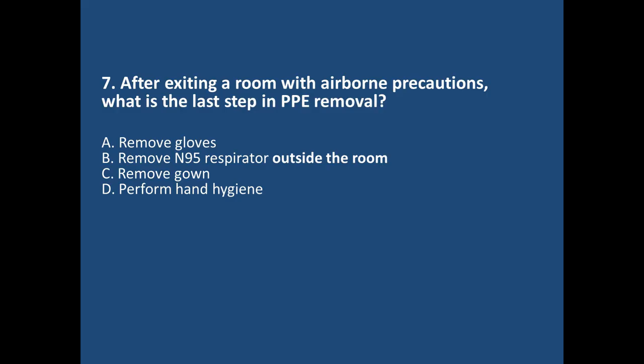Question number 7. After exiting a room with airborne precautions, what is the last step in PPE removal? A. Remove gloves. B. Remove N95 respirator outside the room. C. Remove gown. And D. Perform hand hygiene.